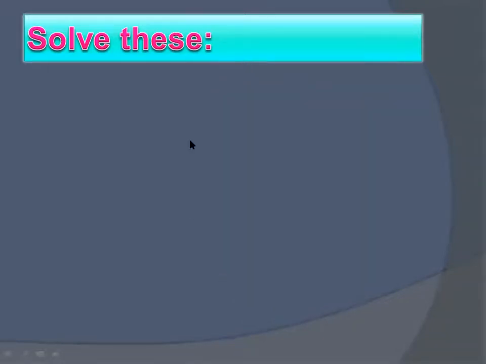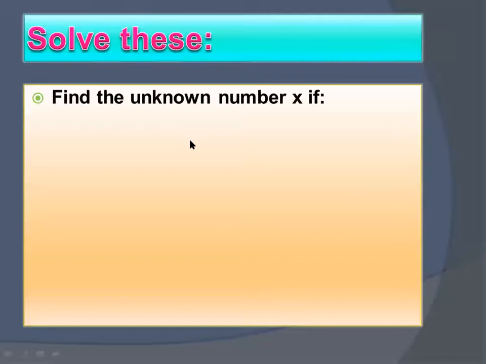So now you have to attempt these questions, and please, your participation is a must. Everyone in the class has to answer in the chat box, because I will give you grades on your participation. So, question number 1: find the unknown number x if x minus 6 is equal to 12. Kindly solve it and write the answer in the chat box.